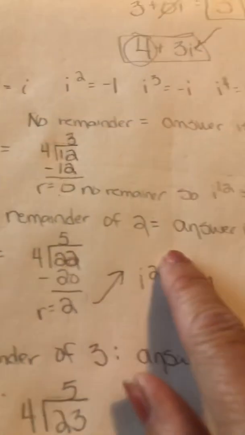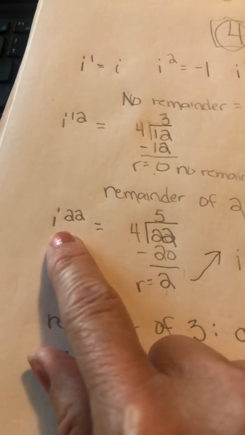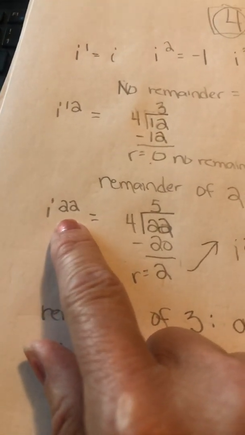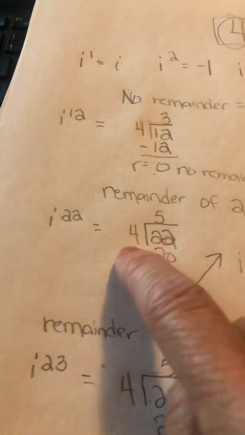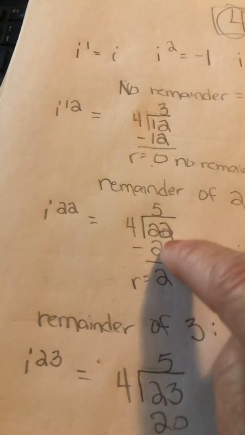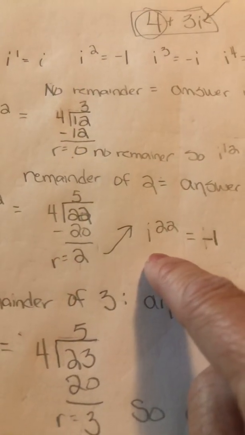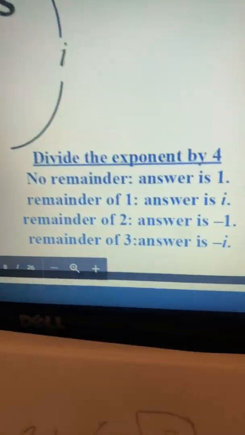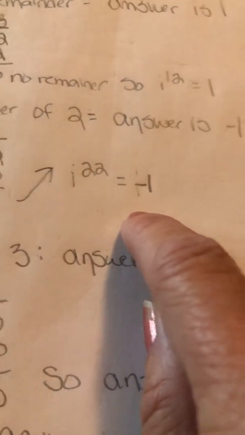Now, what about 2? If we have a remainder of 2, the answer is -1. So, if we have i to the 22nd power, we're going to take 4 and divide it into 22. 4 times 5 is 20. 22 minus 20 is 2. So, i to the 22nd power, the remainder is 2, so the answer is -1. i to the 22nd power is equal to -1.